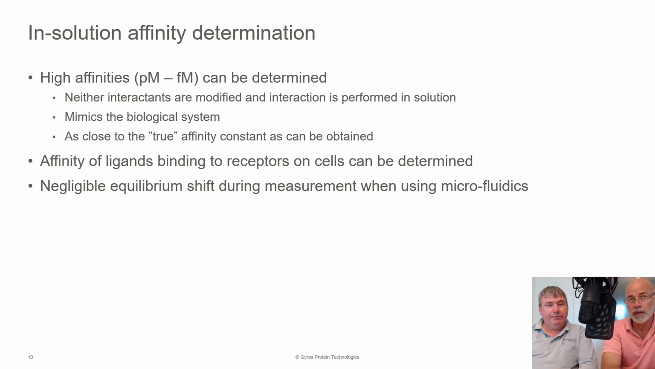Yeah, and I think a number of people would have done this kind of work on a typical immunoassay plate, and that's fine as long as the affinities are relatively low. But if you have, again, high affinity interactions, then you're going to end up having longer incubation times, and that will lead to potential equilibrium shift within the plate.